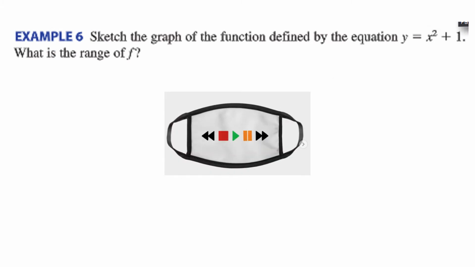Here's another example. You just sketch this graph and identify the range. You know what to do. Let's see how you did.